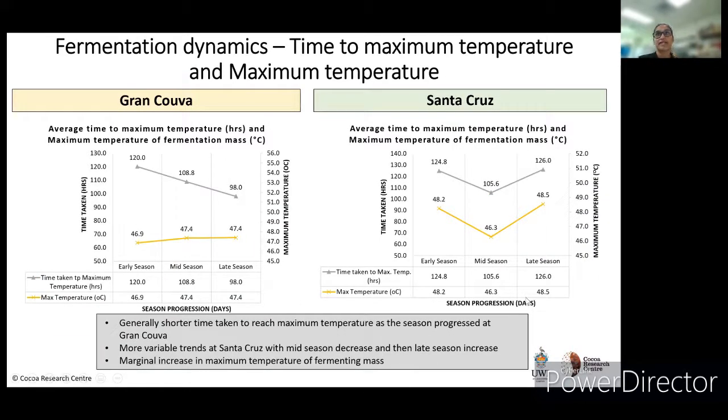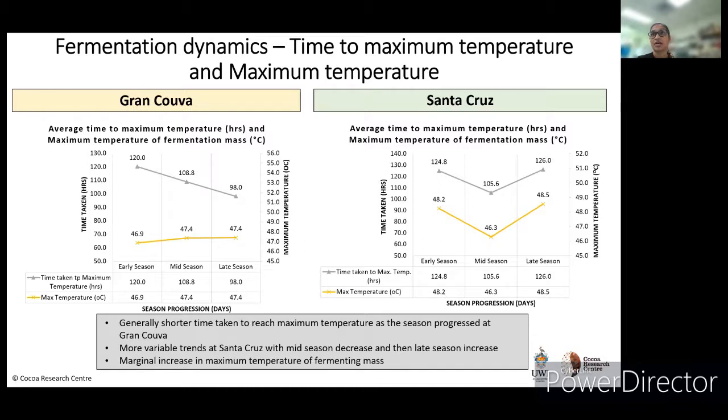Finally, looking at time to maximum temperature and maximum temperature of the fermentation mass, we observed a generally shorter time taken to reach maximum temperature as the season progressed at Grand Couva, with a 22-hour decrease from early to late season. However, this trend was more variable at Santa Cruz, with a mid-season decrease and then a late-season increase.